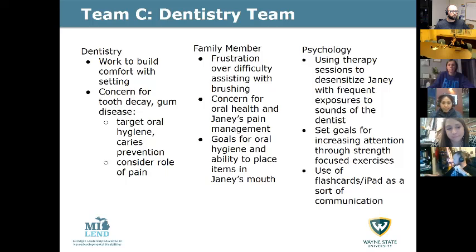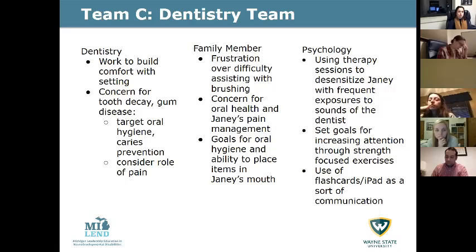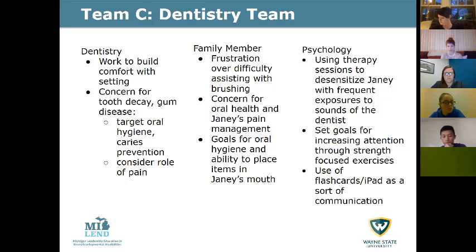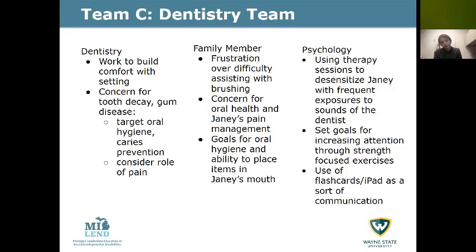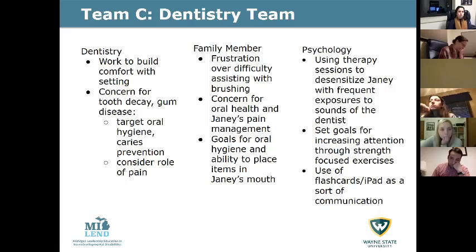Thank you. Sarah? I had the role of the family member. One of the big things that we wanted to consider was what the actual goals for the child were at this time. A lot of frustration over the difficulty assisting with brushing. We're trying to get the child to eat, and what might be concerning for that with the dentistry itself.